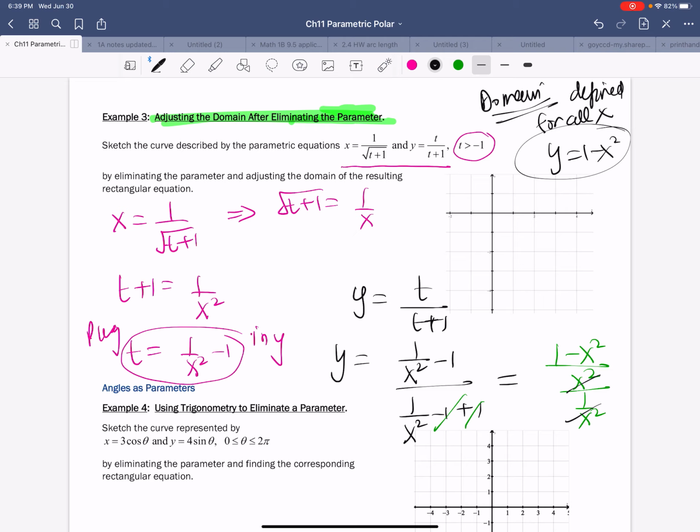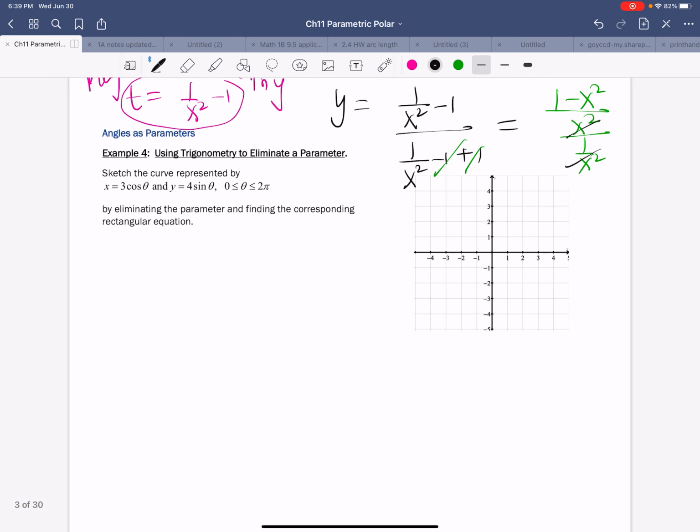For any x, negative infinity to positive infinity, this function is defined for all the x values. Now we're going to talk about angles as parameters. What if your parameter is not the variable t, not the variable t plus 1, but instead it's an angle theta? Now we're going to use trigonometry to eliminate the parameter.